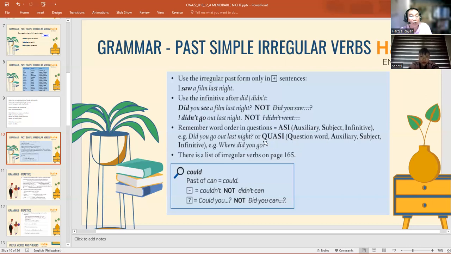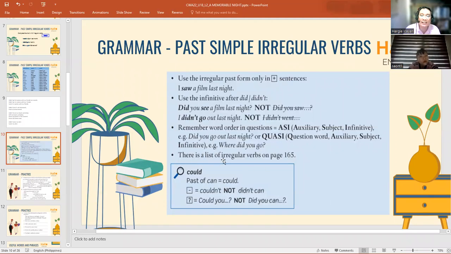Or Wh-ASI, with a question word. Question word, auxiliary, subject, plus infinitive. For example, where did you go? We will not say, where did you went? So it should be, where did you go? So this one is the question word plus ASI.